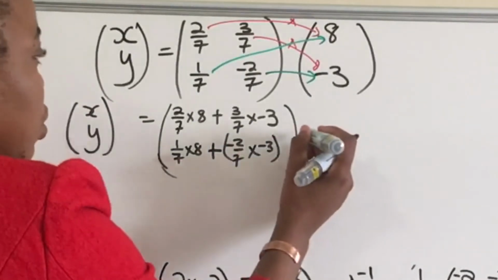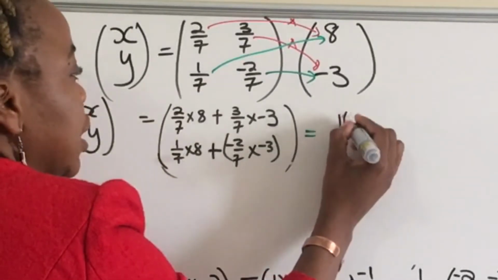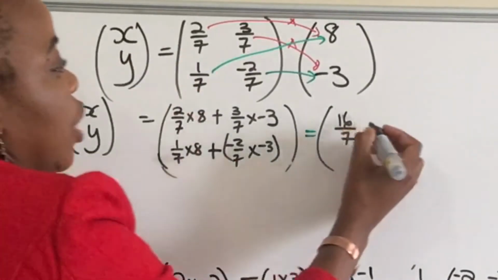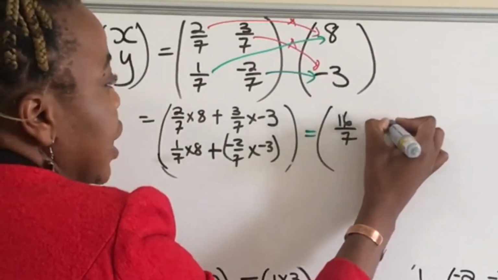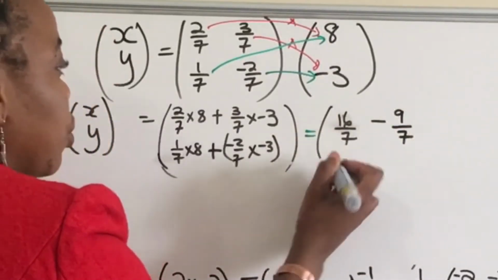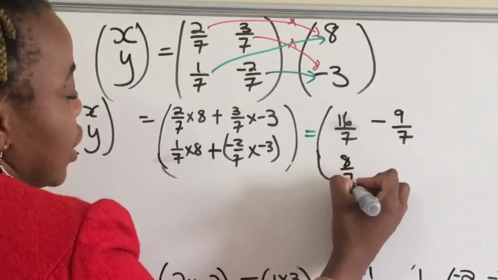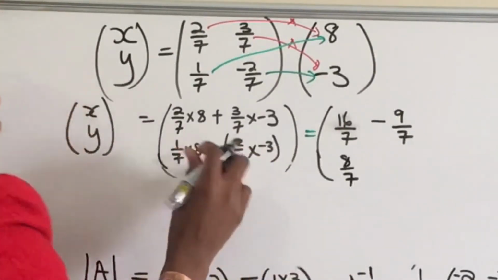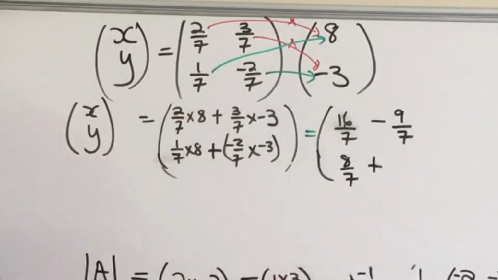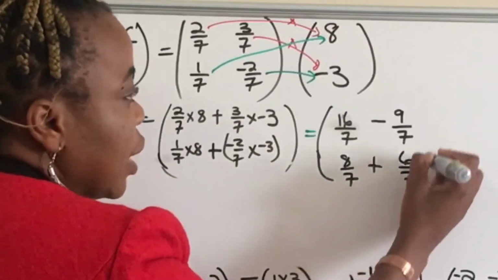What is that equal to? 2 over 7 times 8 gives us 16 over 7. A positive 3 over 7 times negative 3 gives us a negative 9 over 7. And at the bottom we have 1 over 7 times 8 gives us 8 over 7. And then plus negative 2 over 7 times negative 3. Negative times negative gives us positive, so we have a positive 6 over 7.